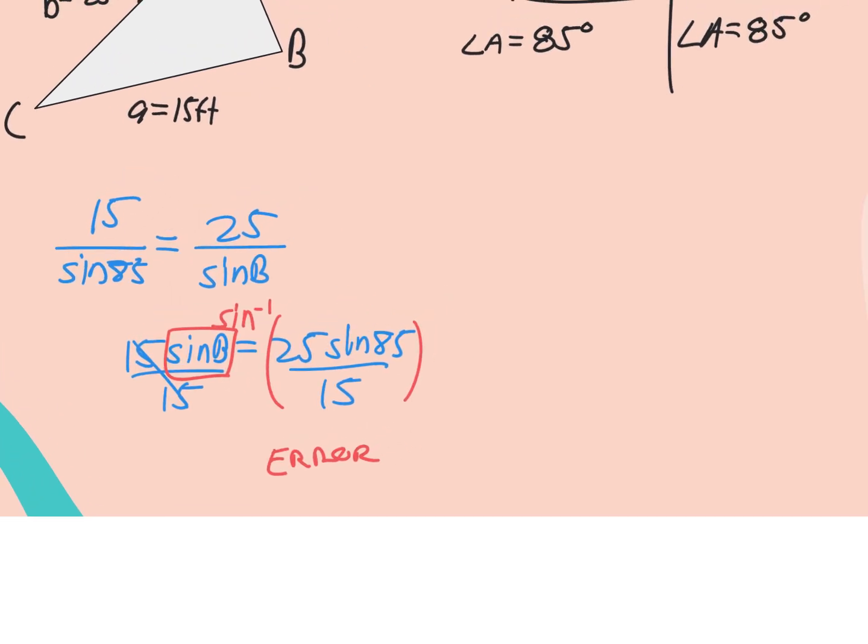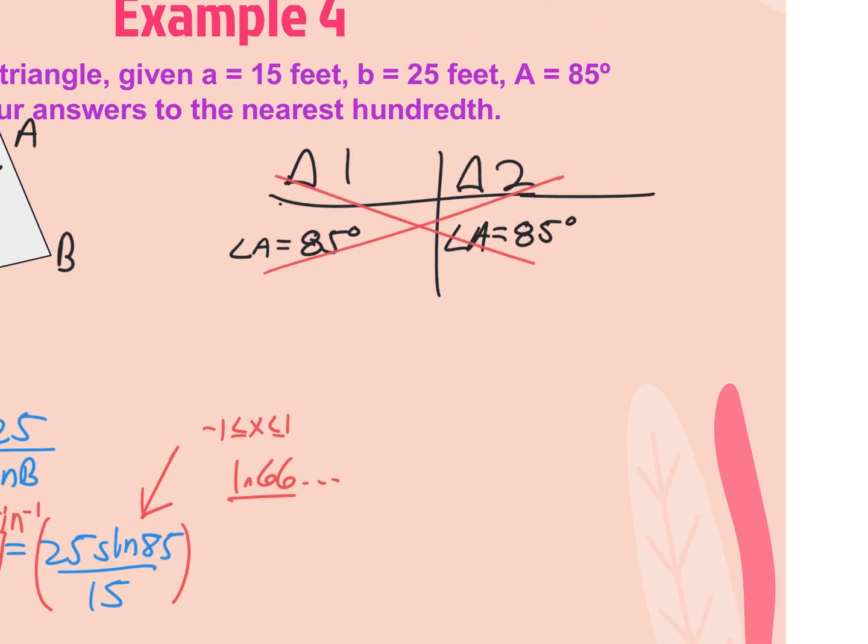If it says a domain error, that just means this number right here is out of the range. When you plug this number in your calculator, it should get you 1.66 something. That is out of the range of sine. Sine is only between -1 and 1. If you didn't know that, that's fine. You would have just seen the domain error, and you can establish that there is no triangle here at all.